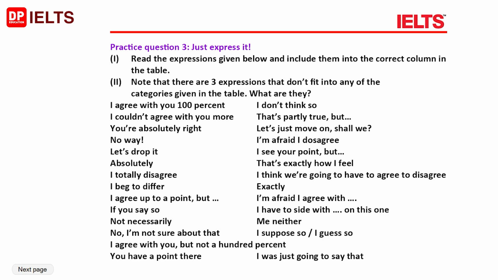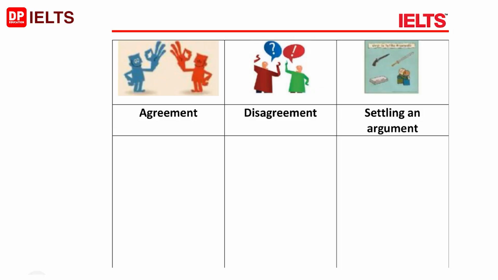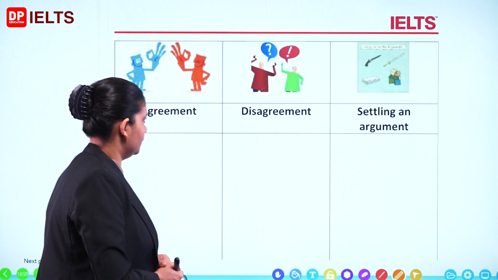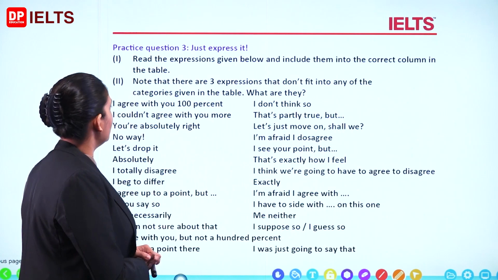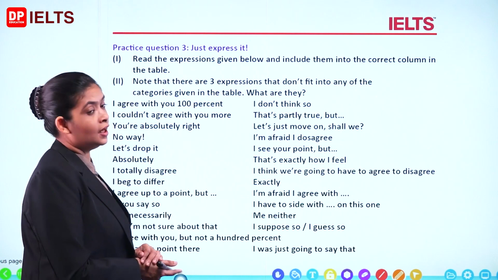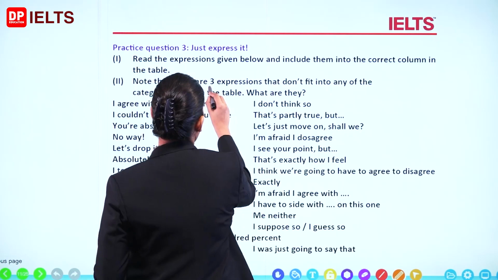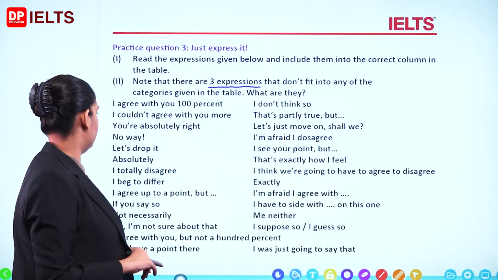Read the expressions given below and include them into the correct column in the table. Right, agreement, disagreement, settling an argument. Okay, so note that there are 3 expressions that don't fit into any of the categories in the table. What are they? Okay? We need to see which three they are. Right? Let's see.